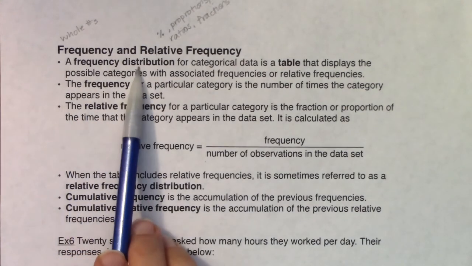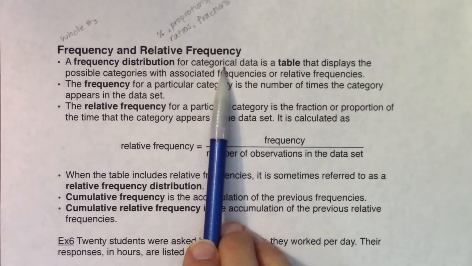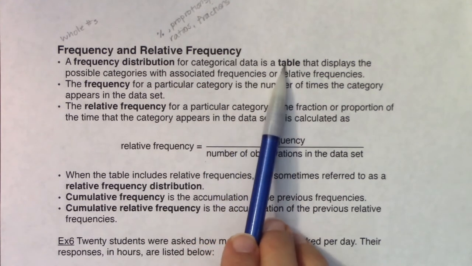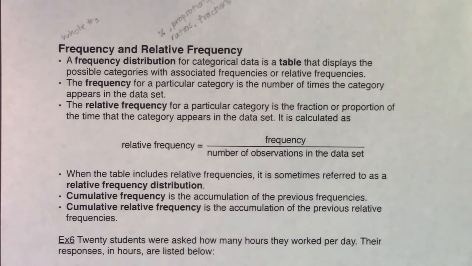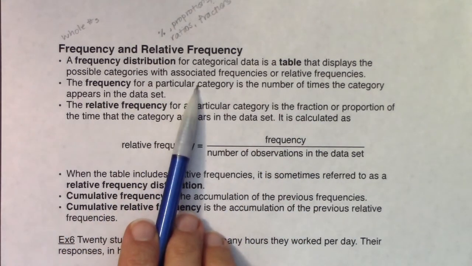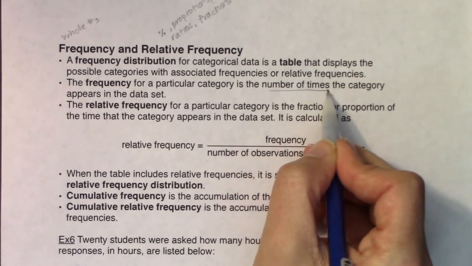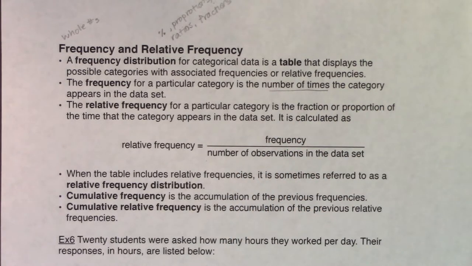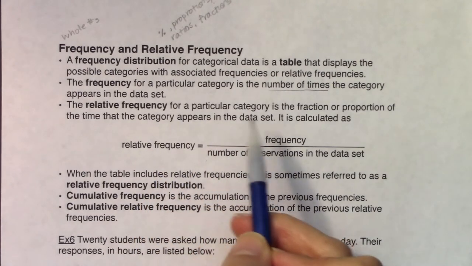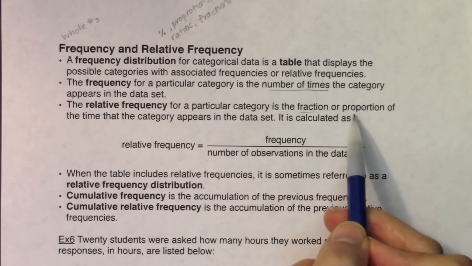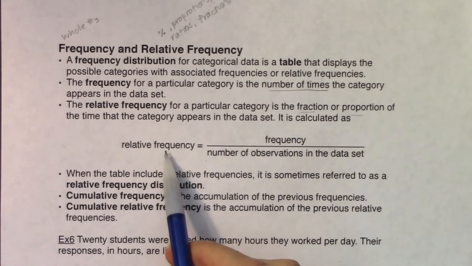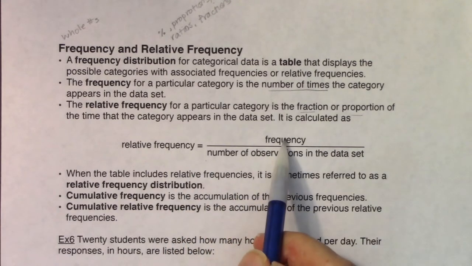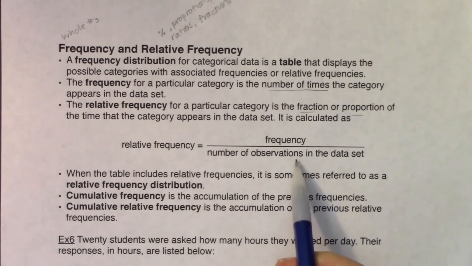All right, so a frequency distribution for a categorical variable, categorical data, is a table that displays possible categories with the associated frequencies or relative frequencies. The frequency of a particular category is the number of times the category appears in the data set. The relative frequency for a particular category is the fraction or proportion of the time that category appears in the data set. And we calculate relative frequency by taking your frequency, turning it into a fraction where your denominator is the number of observations in the data set.